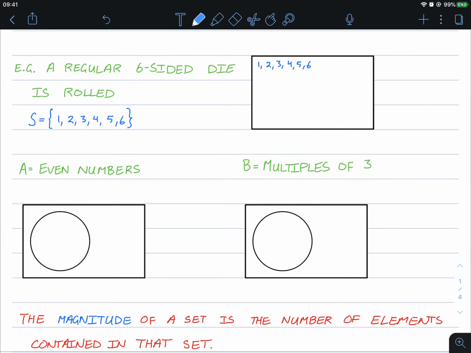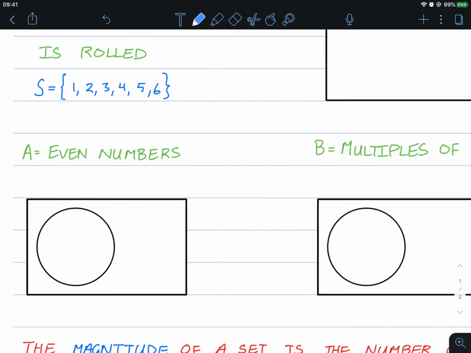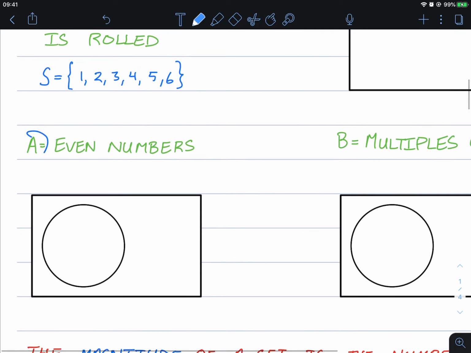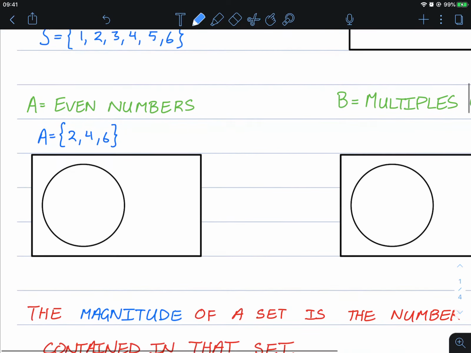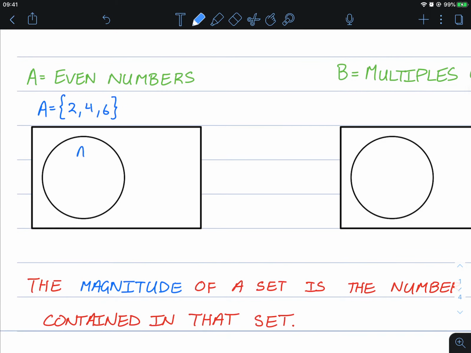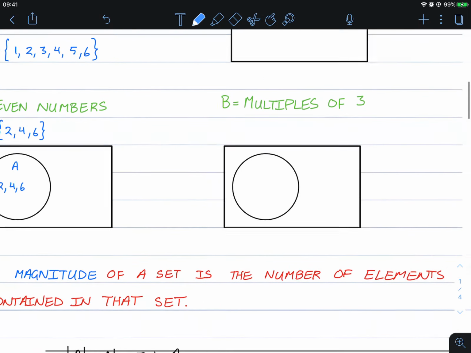We can further narrow down the set. So we can say that the set A are just even numbers. So we can narrow this down. So A are just the even numbers, so 2, 4, and 6. We can visualize this using a circle. Label this A and list numbers 2, 4, and 6.